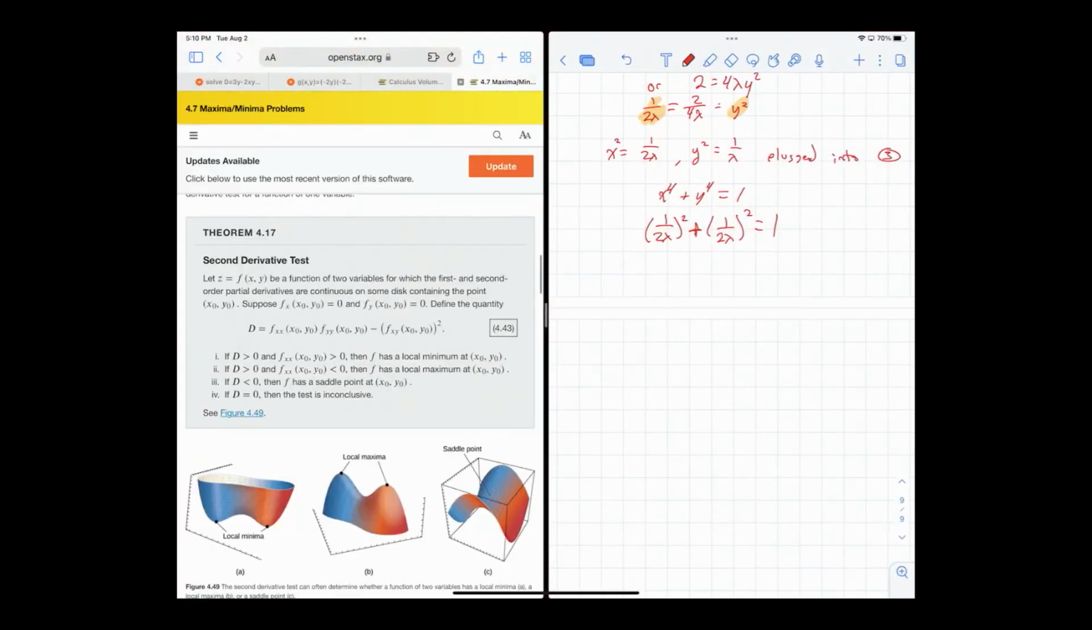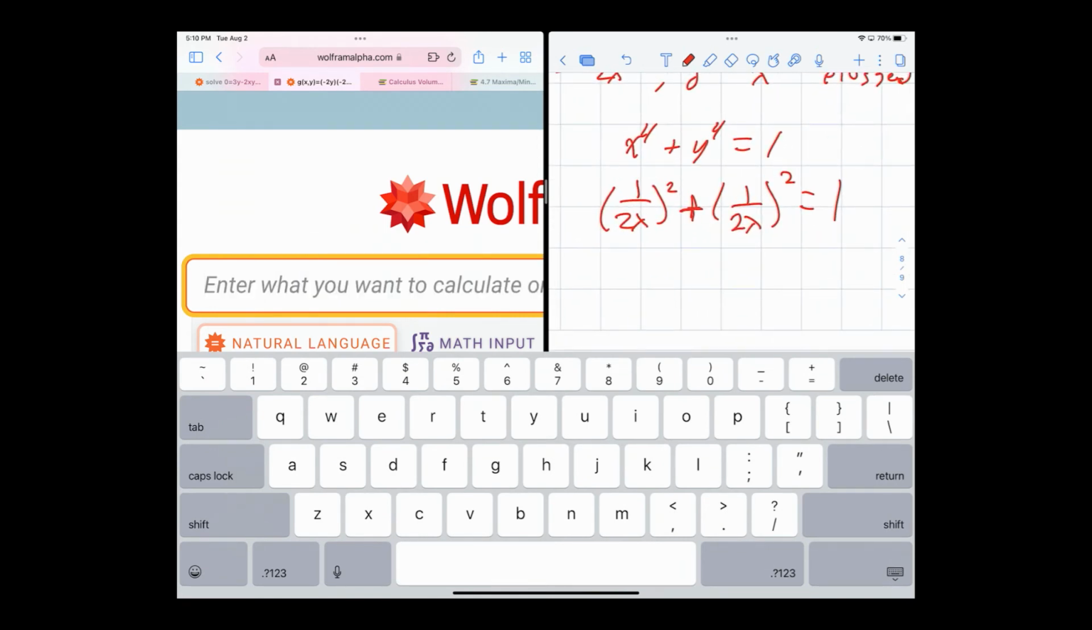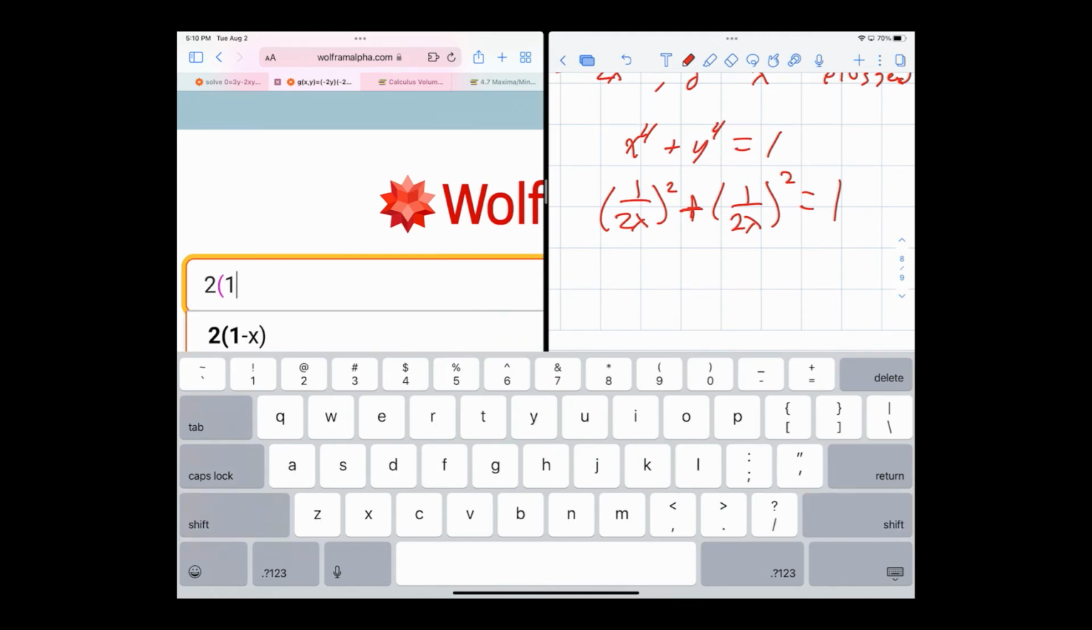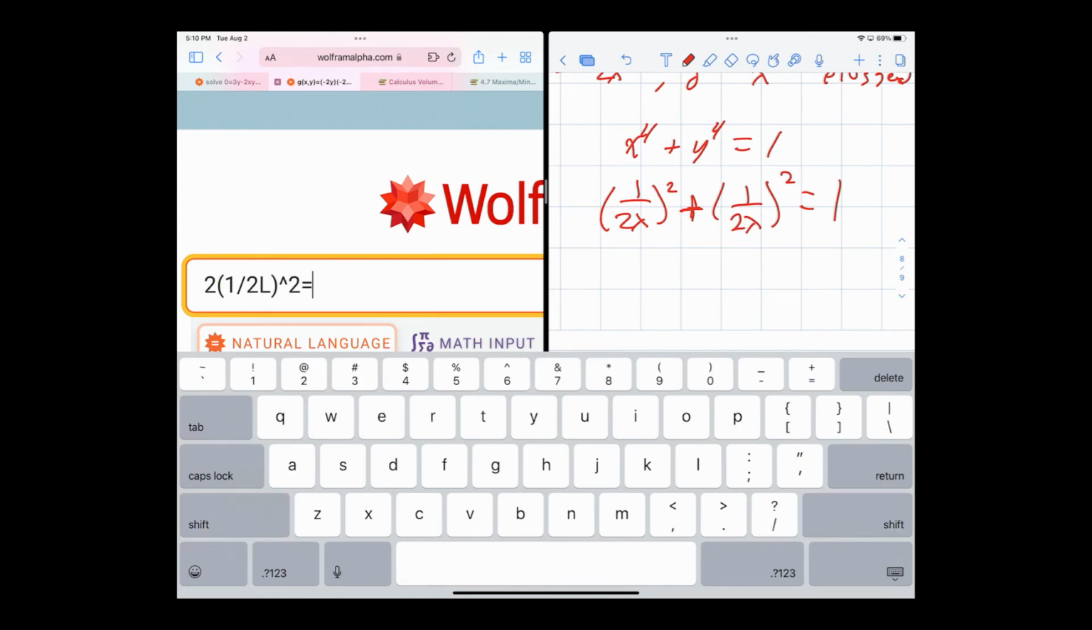which I'm going to be too lazy to do. I'm just going to solve it on the computer here. That's not that hard to solve. I mean, you can square those and add the fractions and so on, and you can get there. I'm just being real lazy here. 2, 1 over 2, I'm going to call it L, squared equals 1.